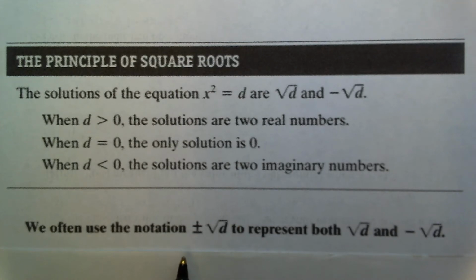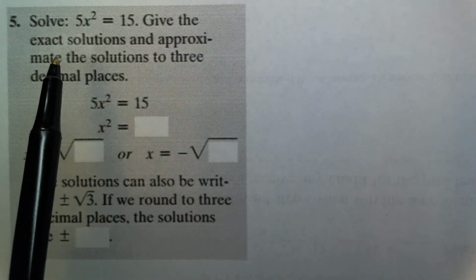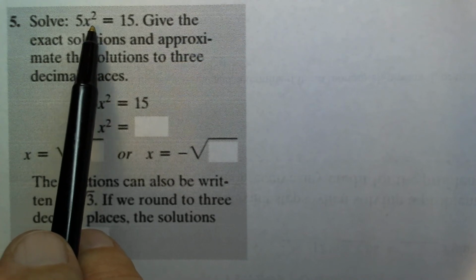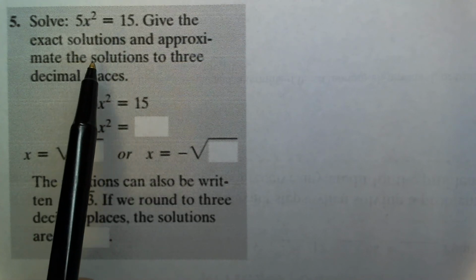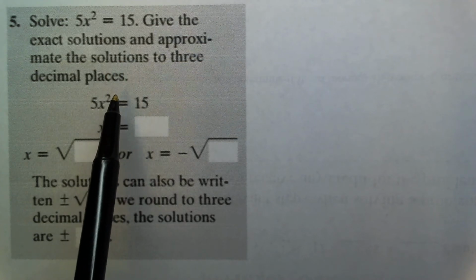And so we often use the notation plus or minus square root of d to represent both square root of d and minus the square root of d. It's kind of a shorthand notation, and so it's okay to use that. Here's a guided solution as an example of the principle of square roots. Solve the equation 5x squared equals 15. Give the exact solutions and approximate the solutions to 3 decimal places.